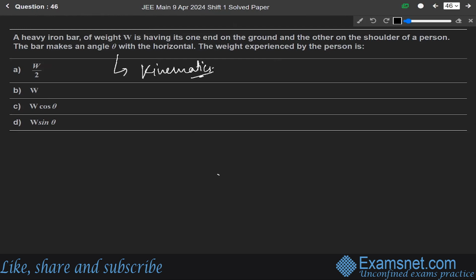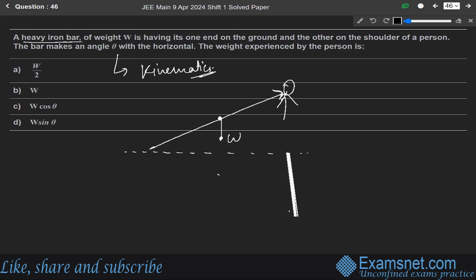Let us try to understand this question. According to it, there is a heavy iron bar of weight W. Let us say this is the weight W, and one end is on the ground. This is the ground, and the other end is on the shoulder of a person. Let us say this is the person, and the other end is on the shoulder of the person. The bar makes an angle theta with the horizontal. The weight experienced by the person is.